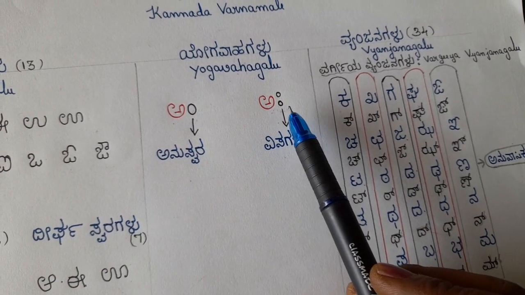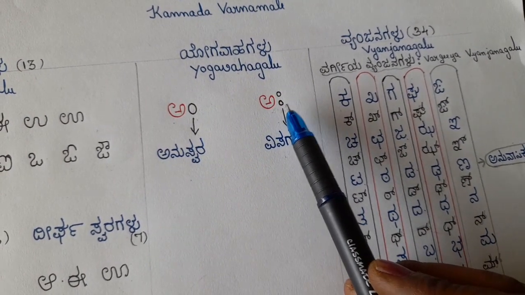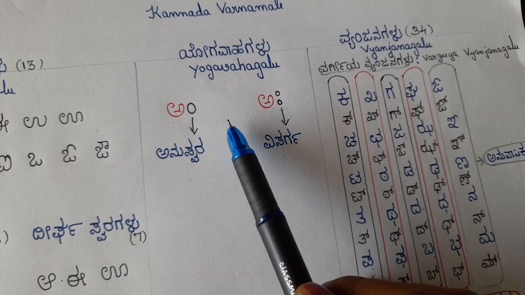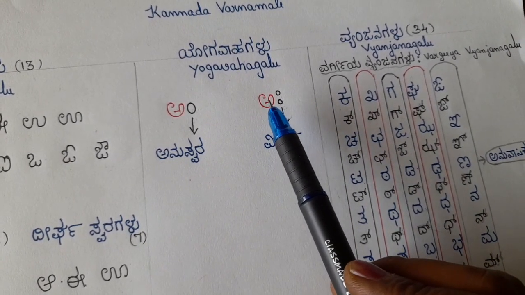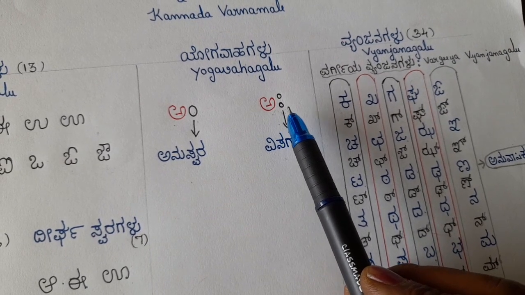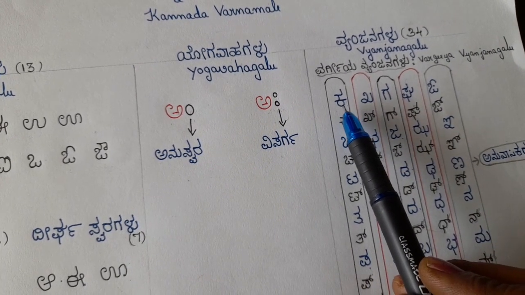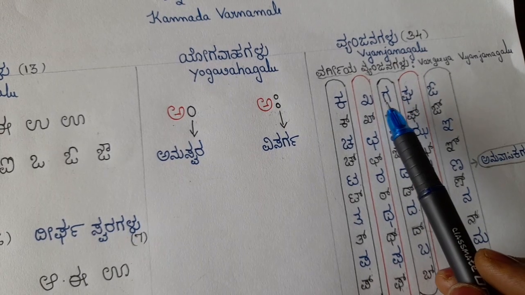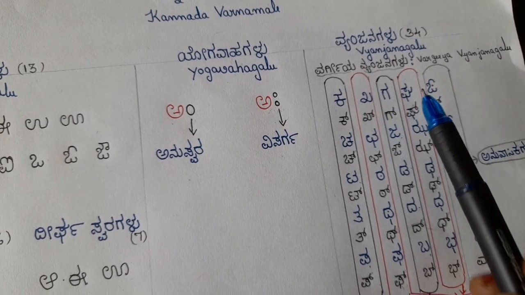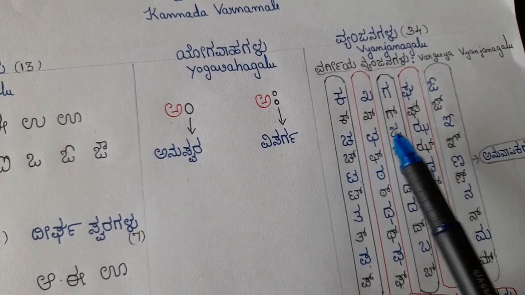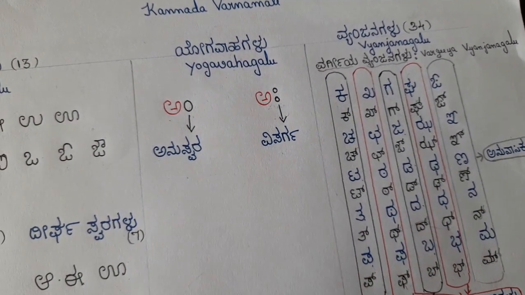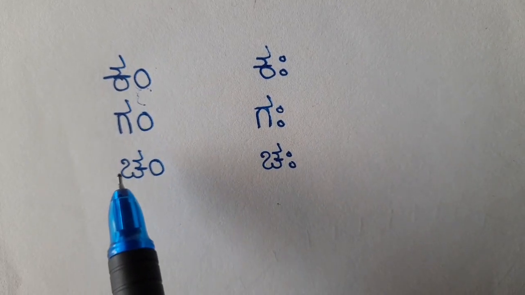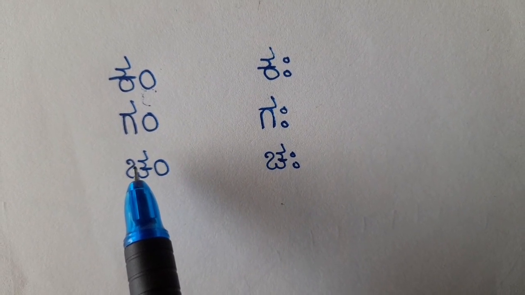And Visarga are 2 zeros. And these zeros also can be added with any letter. And the pronunciation will be like with a, it is aha. With ka, it is kaha. Ga, it is gaha. Cha, it is chaha. So that's how we pronounce the Yogavahagalu. The zeros can be added with any of the Kannada letters.